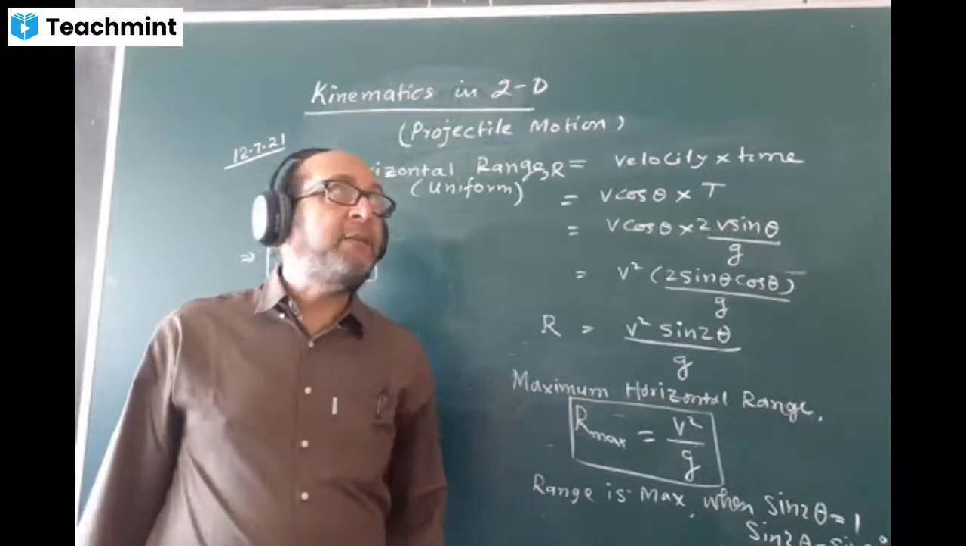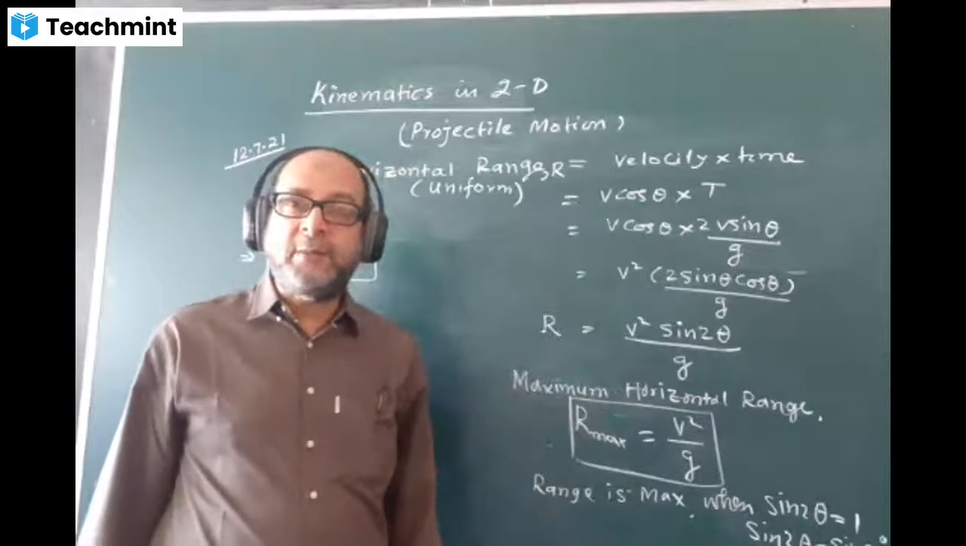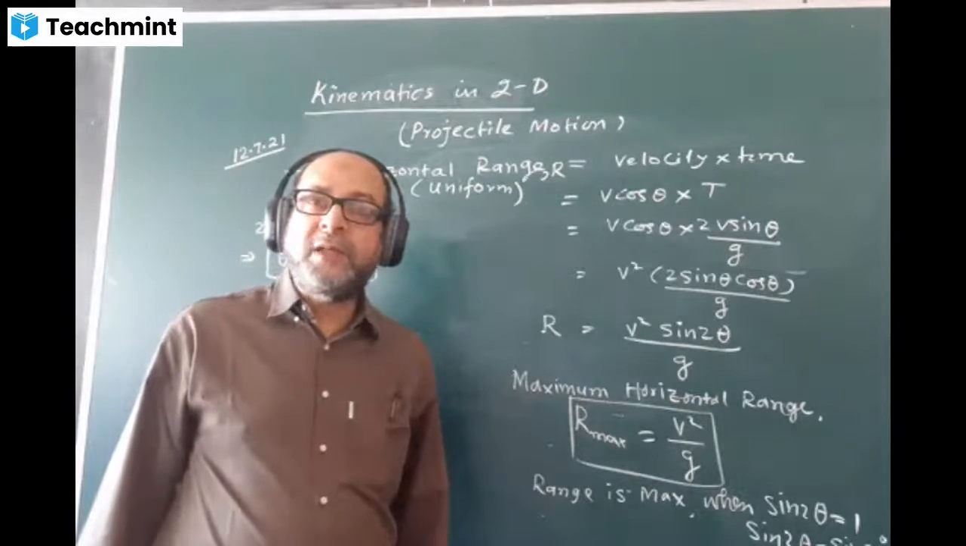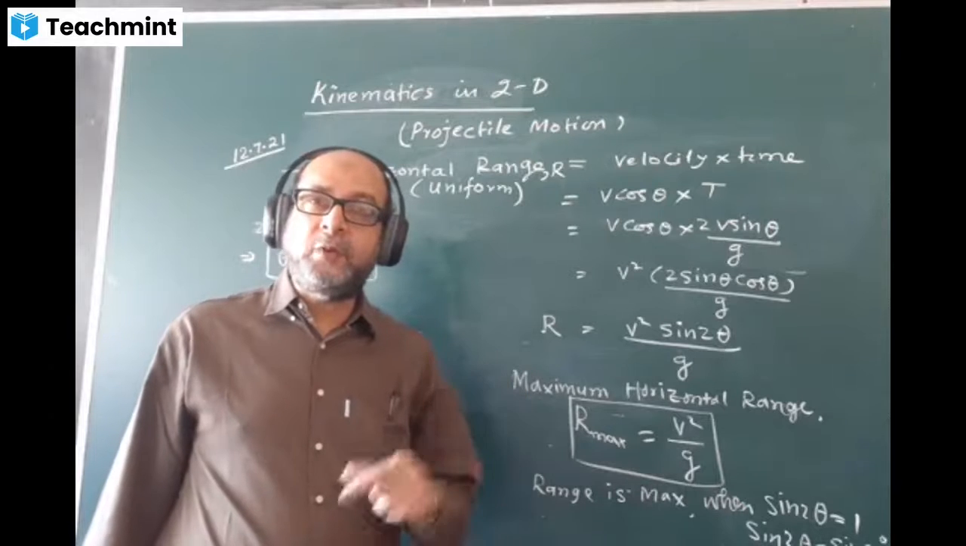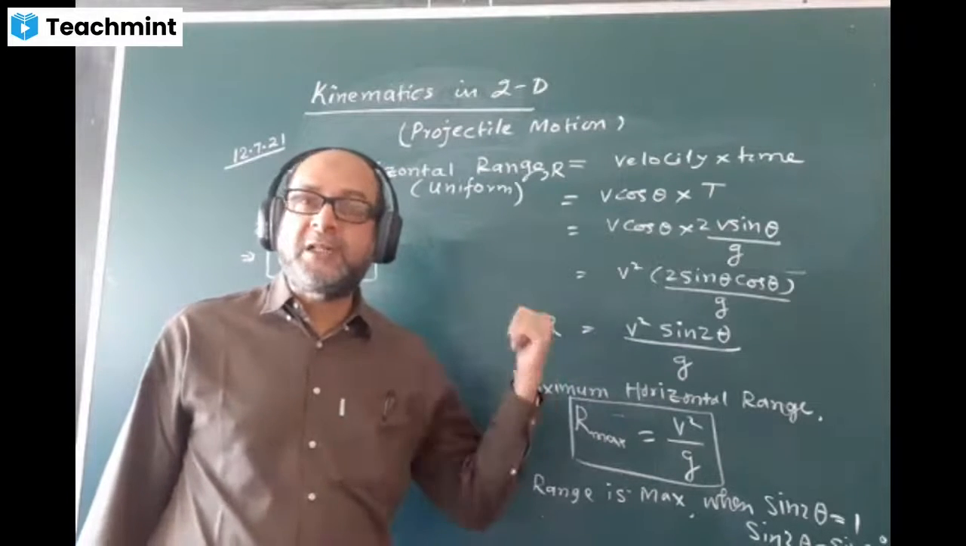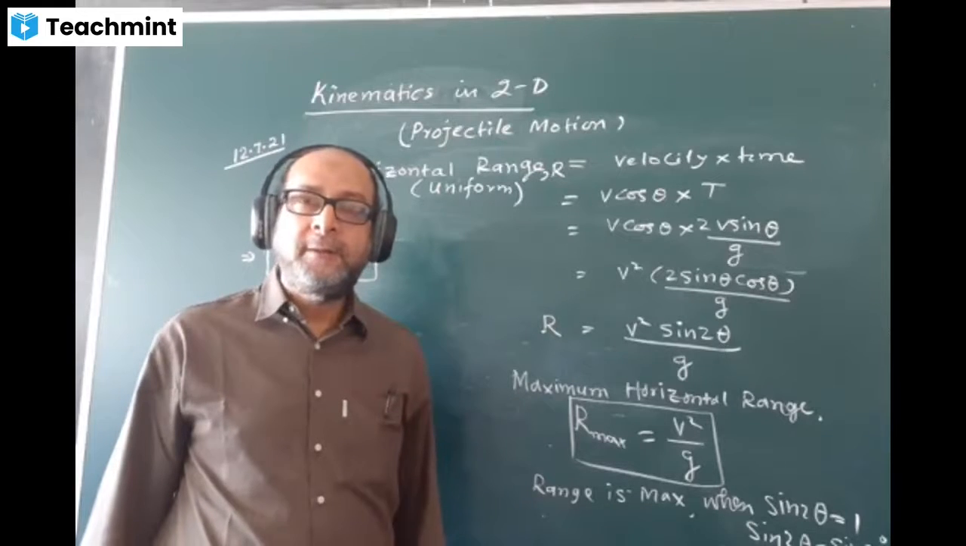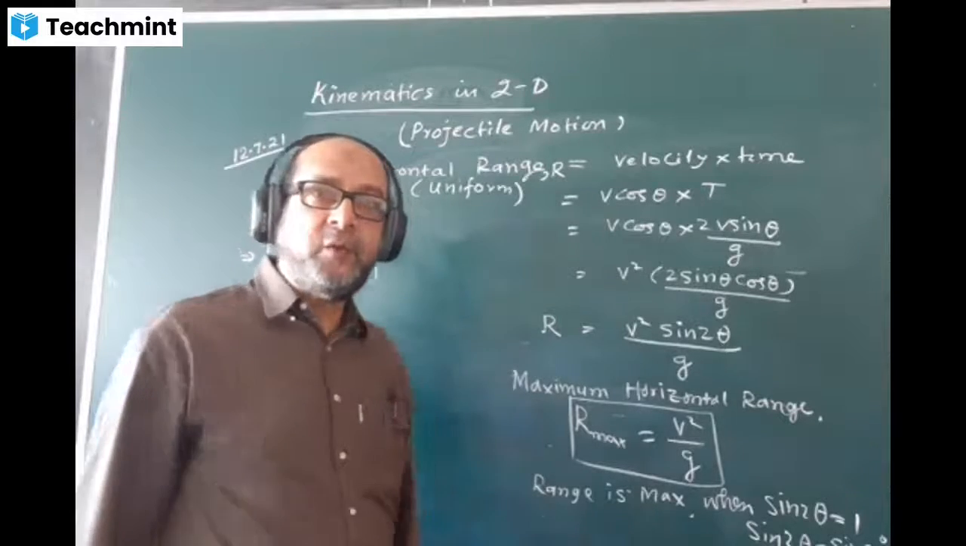What is the formula of maximum height reached by the projectile? The normal formula was h max is equal to u square by 2g, but u is the same as v sin theta. So I put the u value as v sin theta and I get v square sin square theta by 2g.